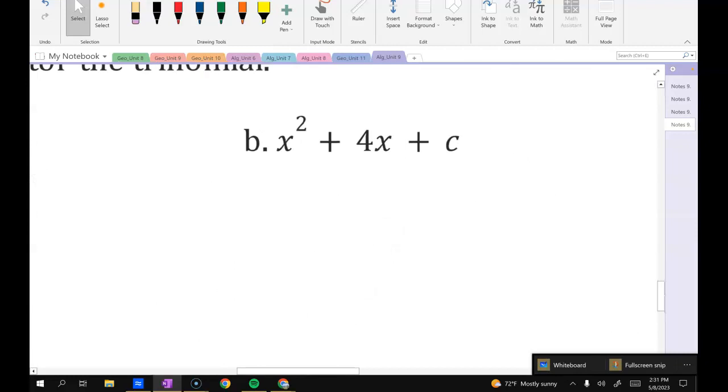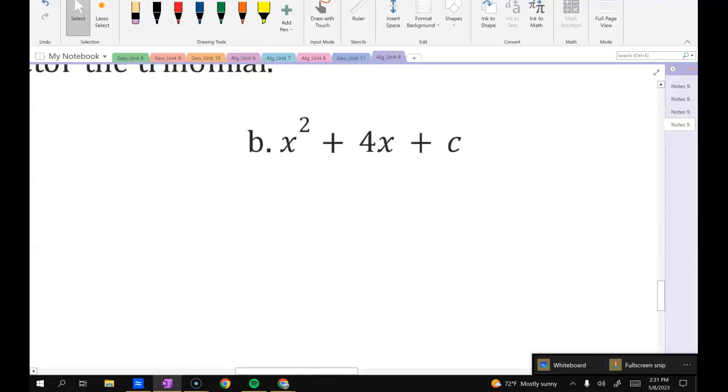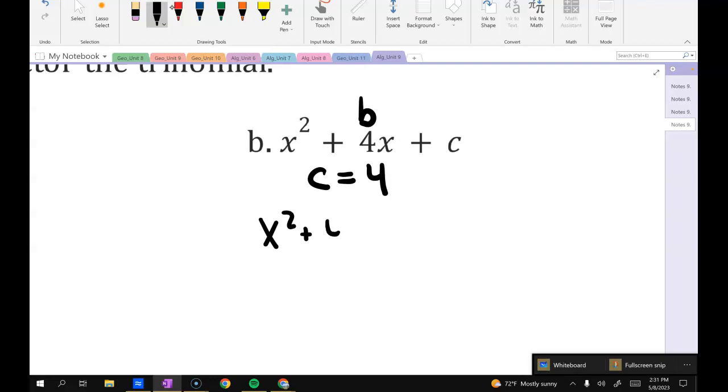All right, to find your C term, we had our B term is 4, so we divide 4 by 2, which is 2. Then we square 2, so 2 times 2 is 4. So now our C term has to be 4. We plug our 4 back in for C, so you can write this as a trinomial. It will be x squared plus 4x plus 4.